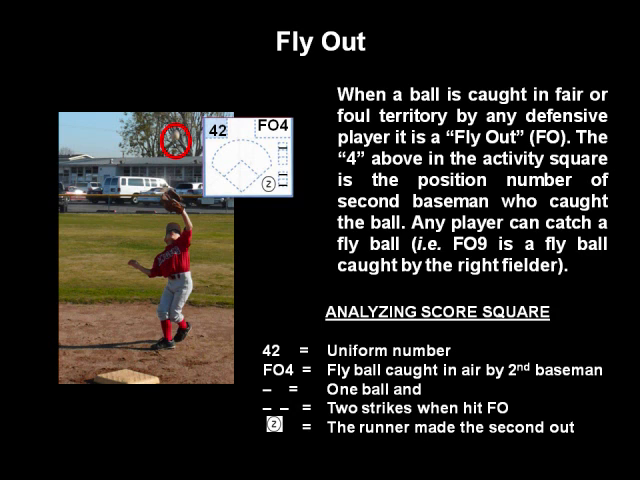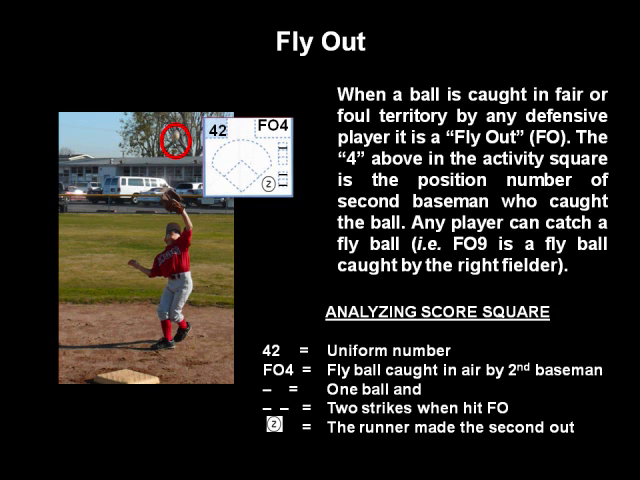Any player can catch a fly ball. FO9 would be the right fielder catching the ball. If it's FO7, it'd be the left fielder. If it's FO1, it's the pitcher catching the ball, or FO2, it's the catcher.